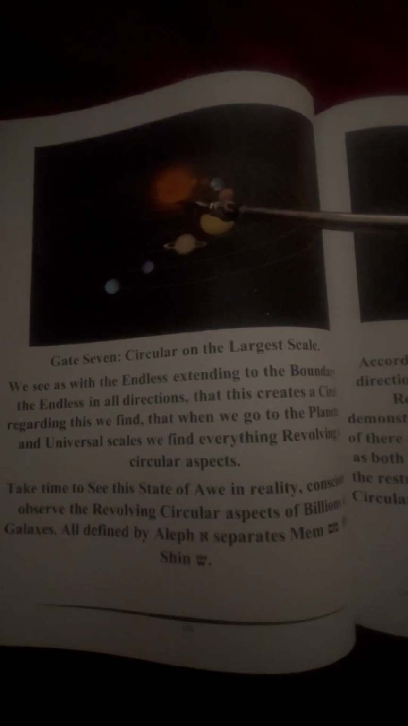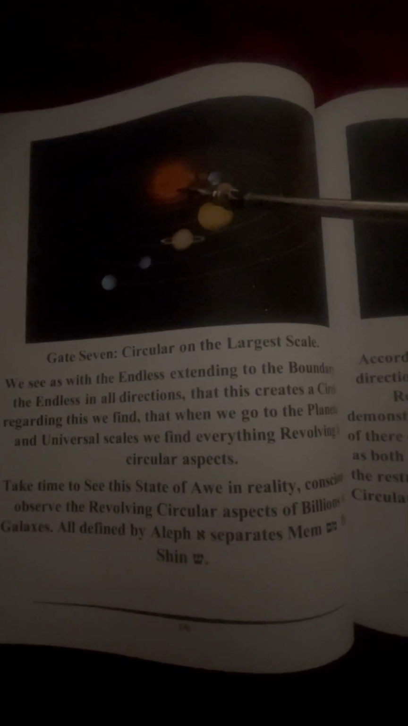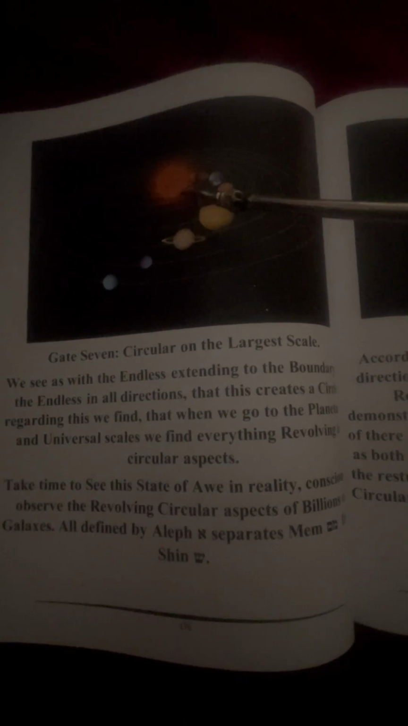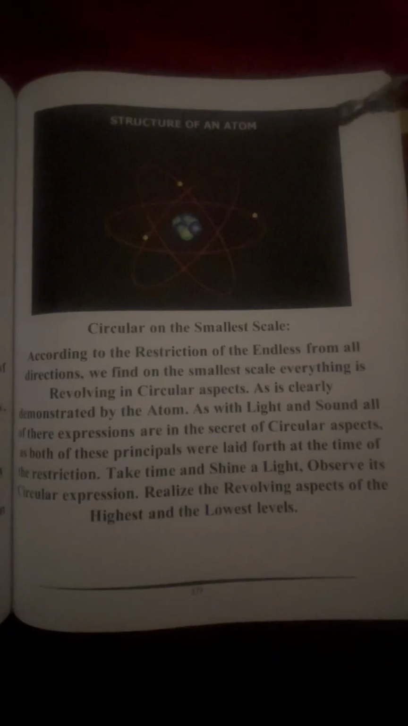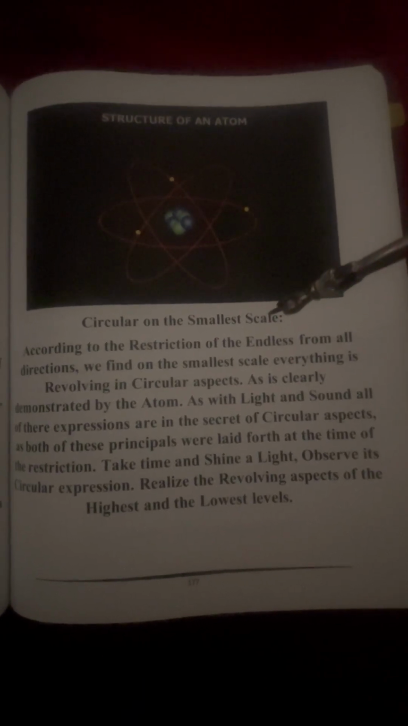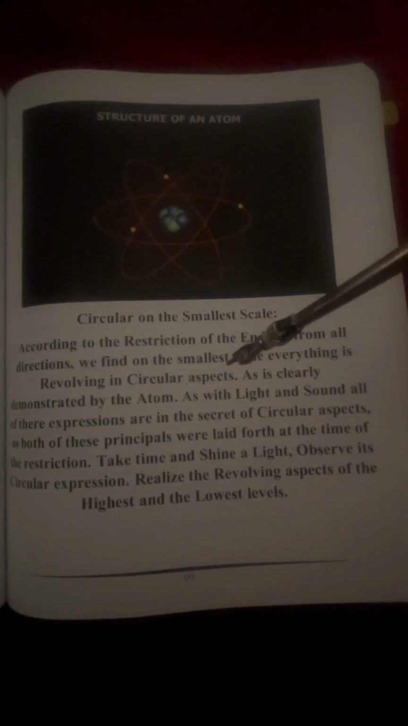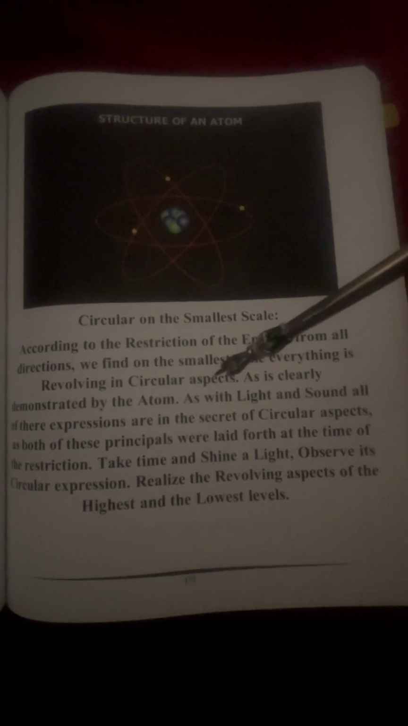Thus, at the highest level, just as the light extended to the boundary of the endless and there was no end to its boundary, which creates a circle, so too do we see at the largest scale things revolving in the secret of circular aspects. Circular on the smallest scale, according to the restriction of the endless, from all directions we find on the smallest scale everything is revolving in circular aspects, as is clearly demonstrated by the atom.